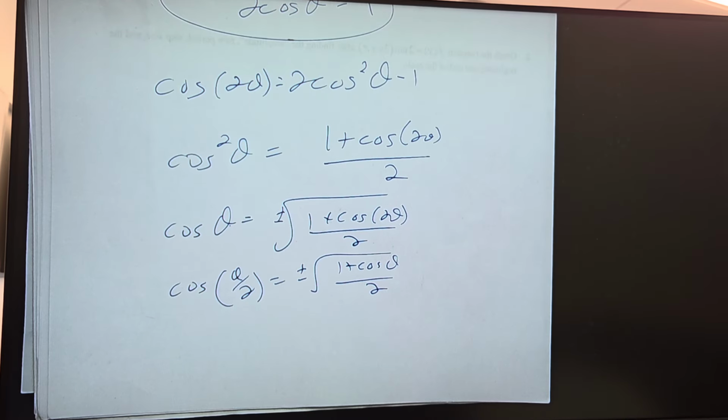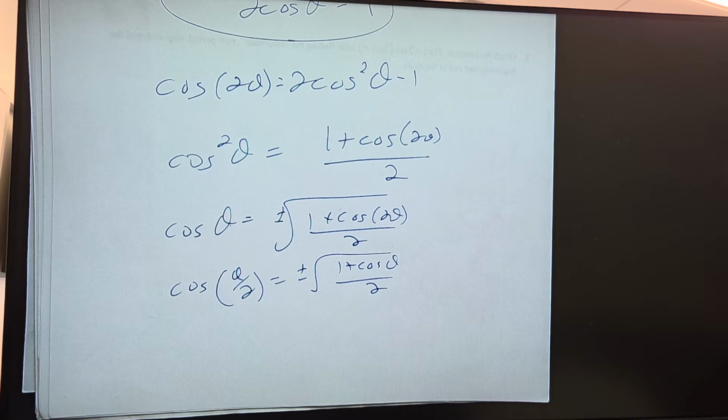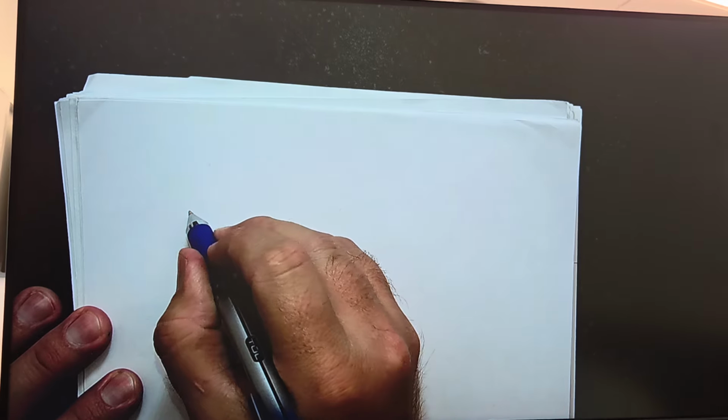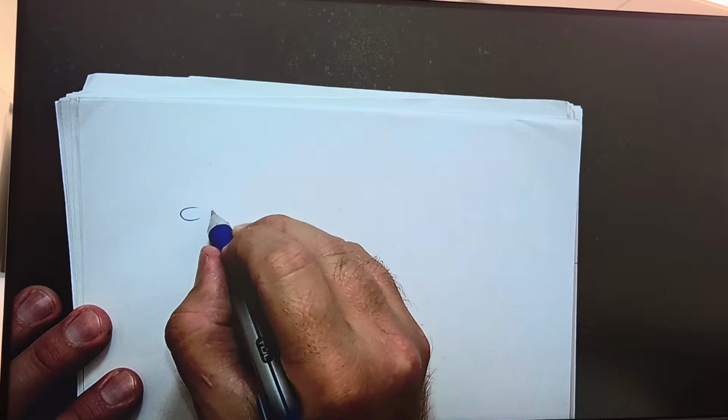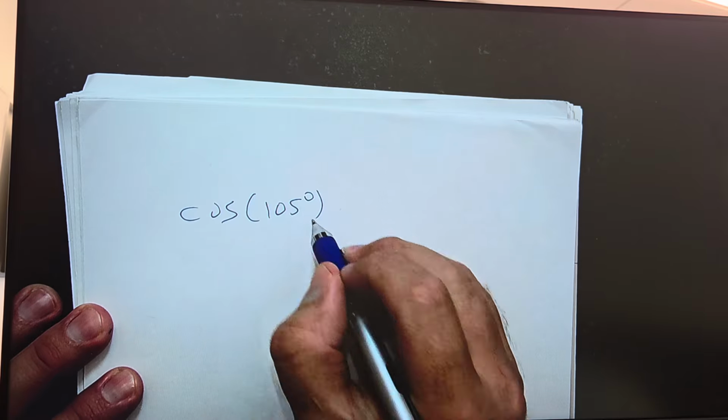I don't know if you guys are really truly with me. I personally never memorized this one. I just started here. Actually, to be honest, I started here and just solved for the one I wanted. So let me show you an example. Let's say I want to know the cosine of 105 degrees using a half angle type thing.